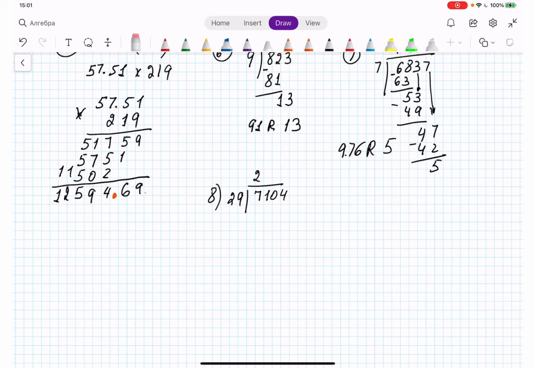2 times 29, 2 times 9. Oops, I forgot that I didn't pick up the pencil. 2 times 9 is 18, right? 1 in mind. 2 times 2 is 4, and 1 is going to be 5. Yes? Okay, remainder is 11 minus 8 is 3, and 6 minus 5 is 1. Bringing down 0. 130 divided by 29, 4 times.